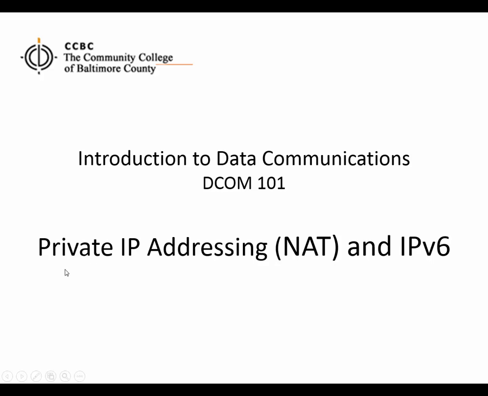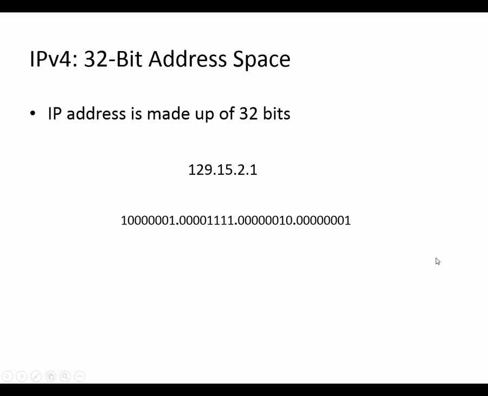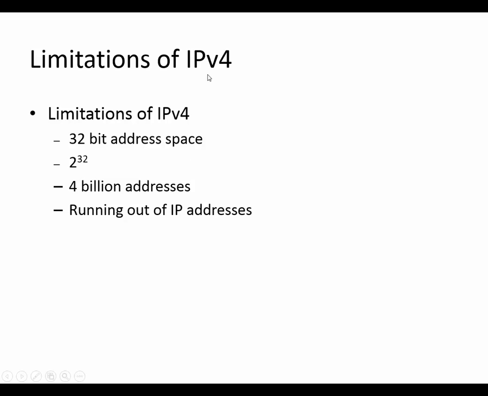Let's get started on private IP addressing, which is also known as NAT, Network Address Translation, and IPv6, IP version 6. But first, let's review what's meant by the IP 32-bit address space. An IP address, which is in an IP header, is made up of 32 bits. 32 bits are used to represent the IP address, 4 octets and 8 bits per octet. And this takes us to the limitations of IPv4.